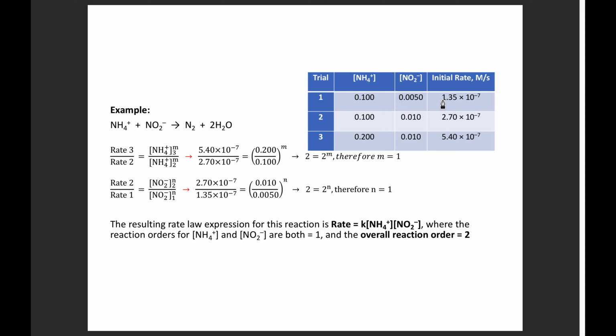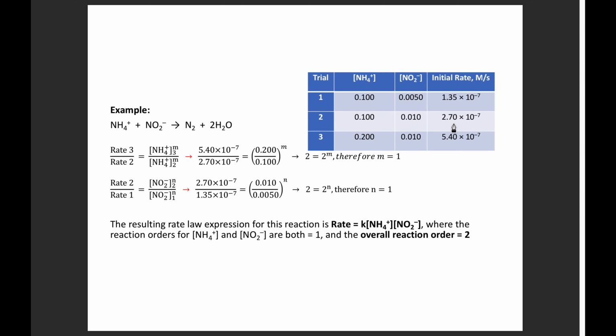Okay. Now, how do we know which one is going to impact the reaction more, or if they're going to be the same? Well, we have to do more trials. So in this case, we have another trial, number 2. And what did we do with number 2? We kept the ammonium concentration the same, as you can see here, but we doubled the nitrite concentration.